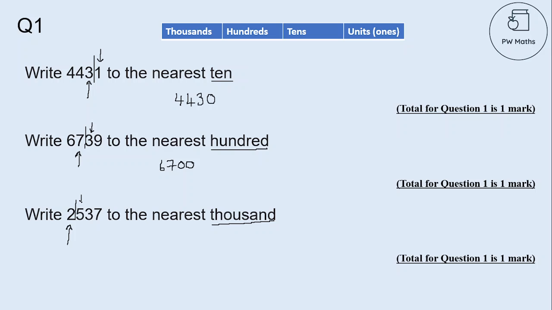And the last one then, rounding to the nearest 1,000: units, tens, hundreds, thousands. Look to the number next door. Now this time it is 5, so it is going to round up, or we can be thinking, is this number closer to 2,000 or 3,000? 3,000.